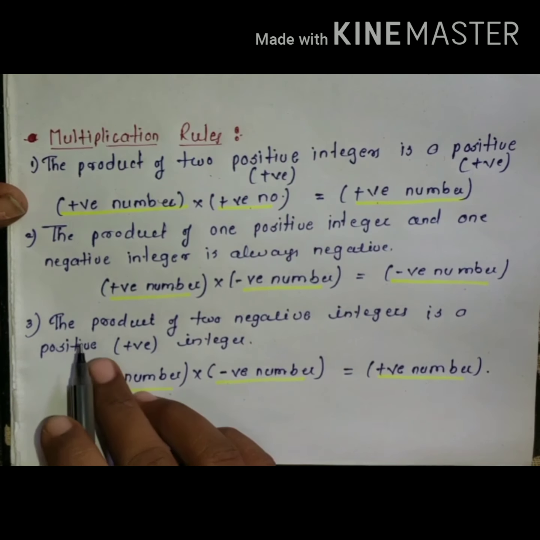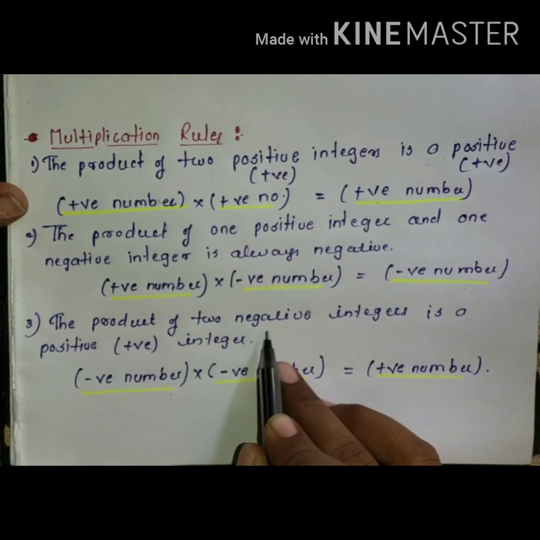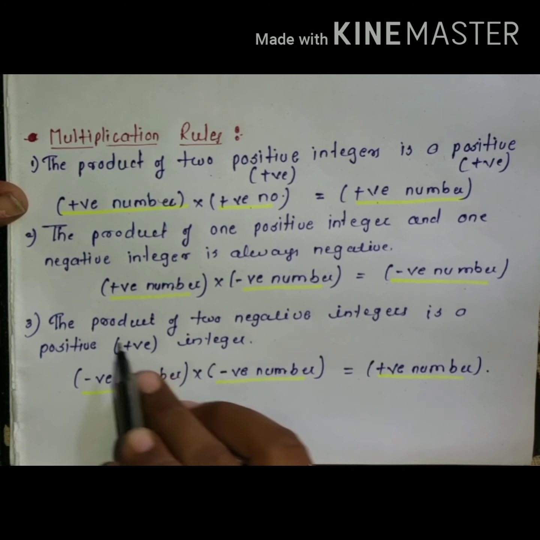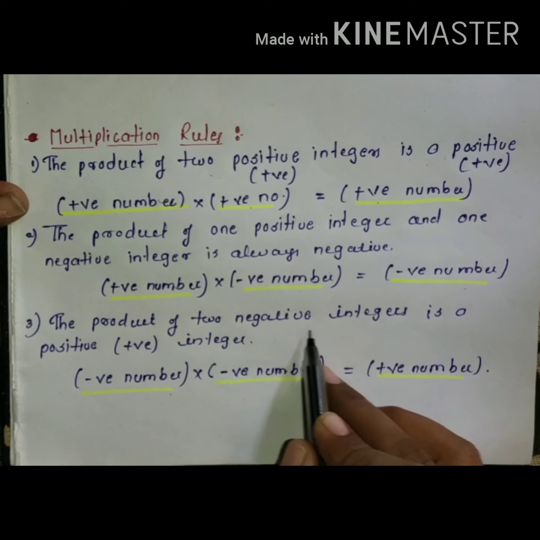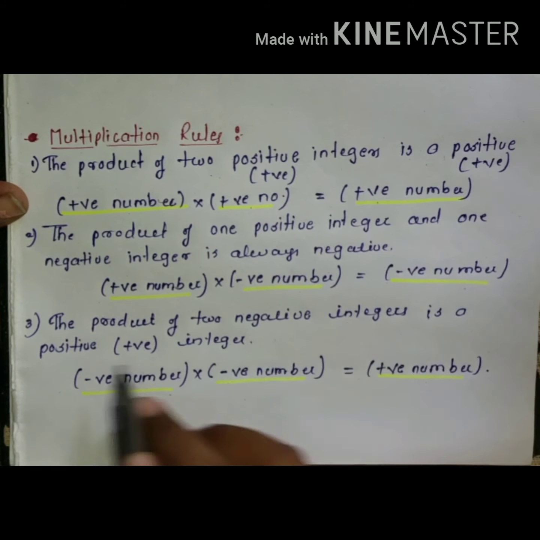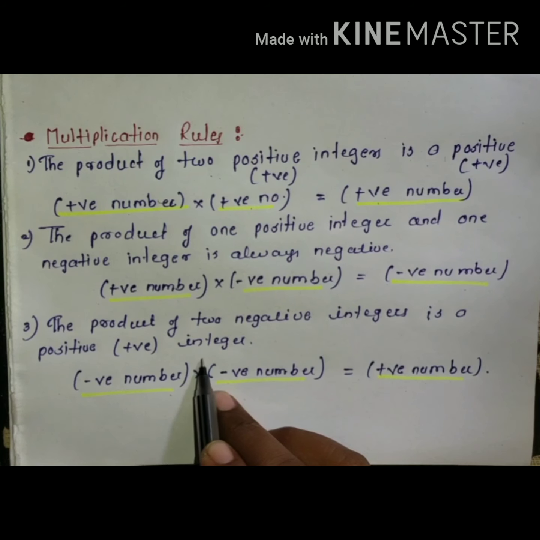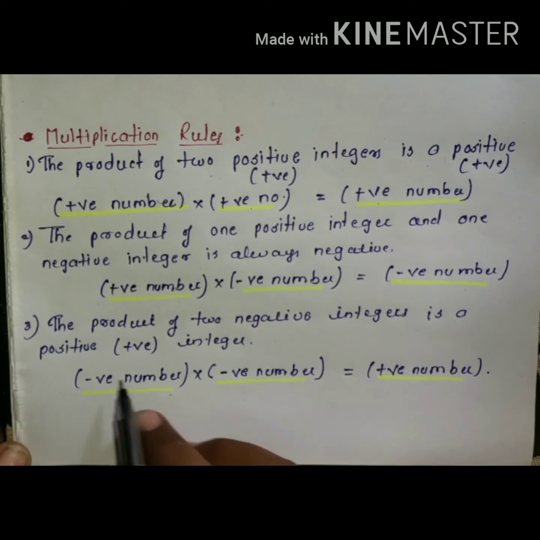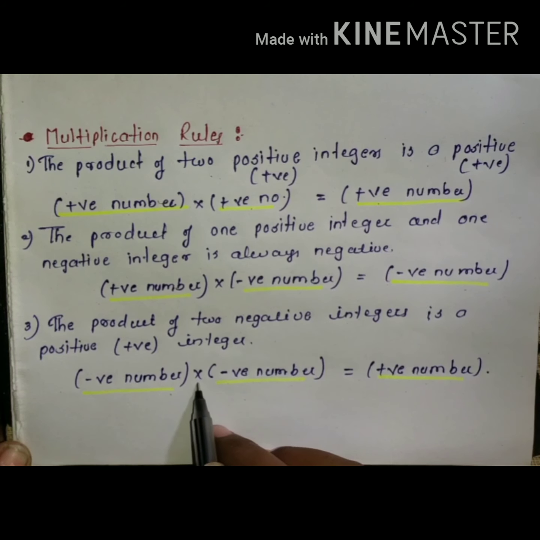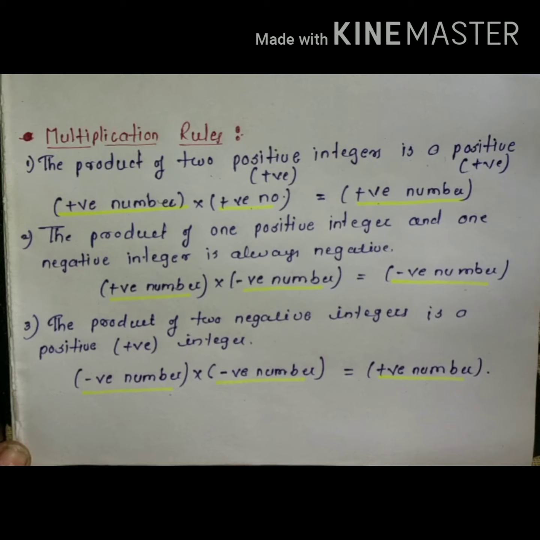Now third, the product of two negative integers. The product of two negative integers is always a positive integer. That means if we multiply two negative integers, the answer is always a positive. Negative number into negative number, the answer will be positive.